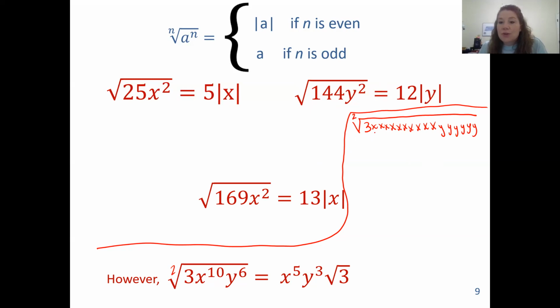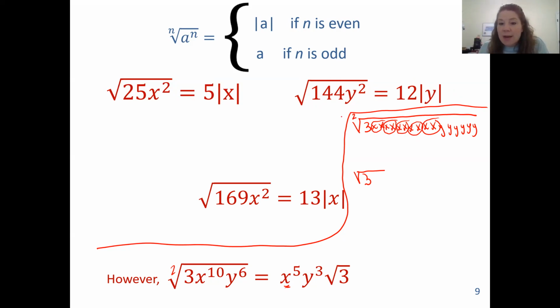All right, we get to circle groups of 2. Well, 3 is alone, right? So 3 stays in by itself. Now look though, how many groups of 2 do we get to circle? 1, 2, 3, 4, 5 groups of 2, 5 pairs of x's. That's why the square root of x to the 10th is x to the 5th. 5 x's outside the box represents 10 inside the box.